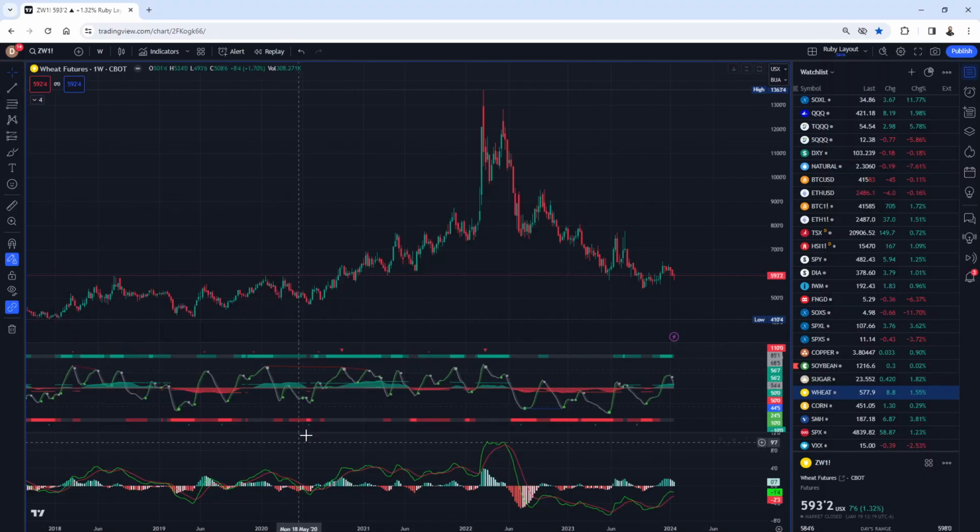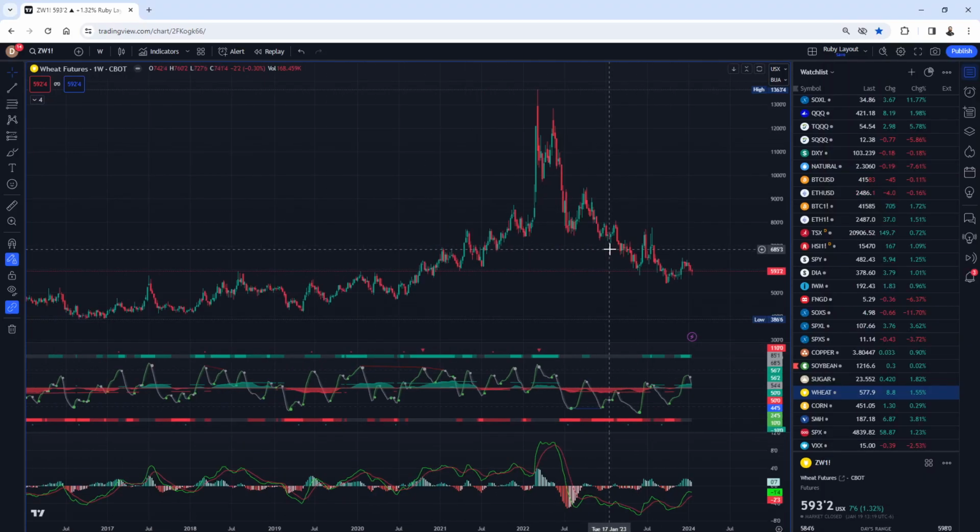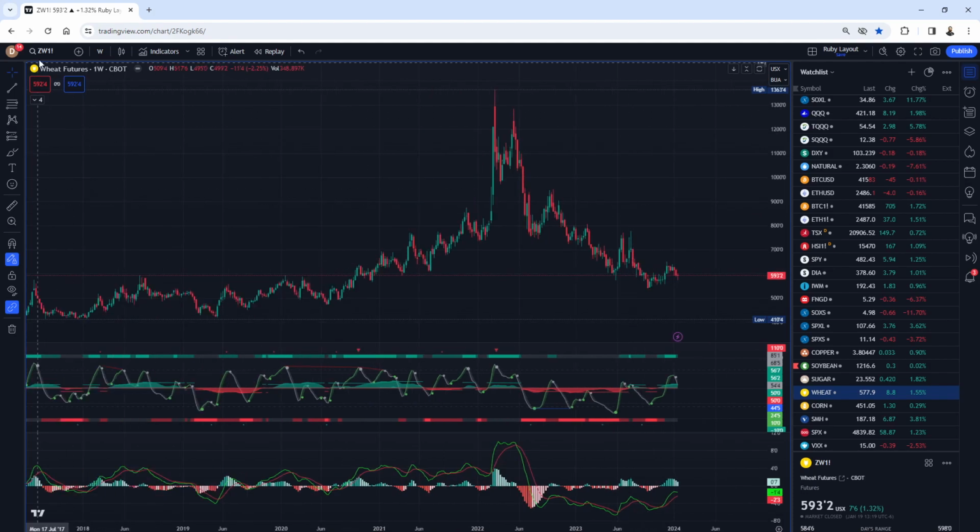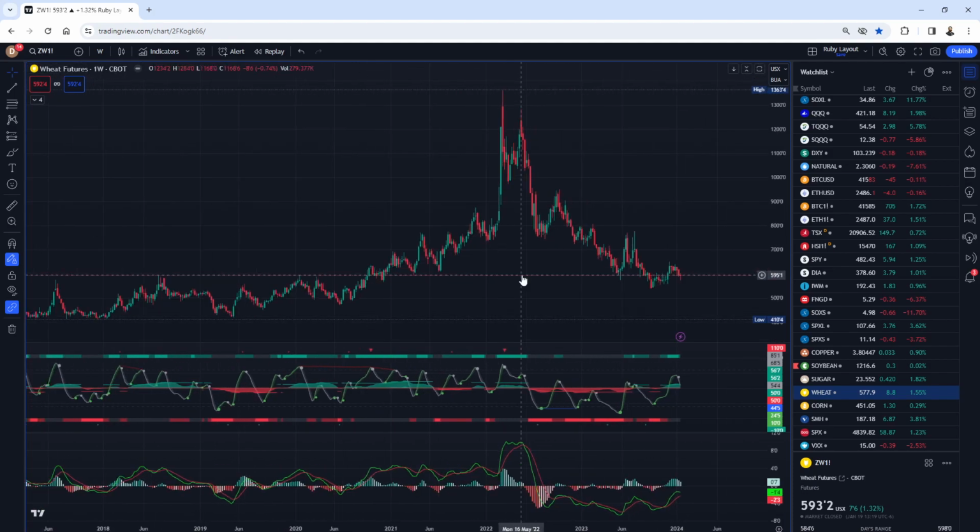Hello, one of the subscribers told me to do a recording on wheat, so this is only for wheat. This is wheat futures ZW, and this is the weekly chart of wheat. You can see what's happening on wheat.